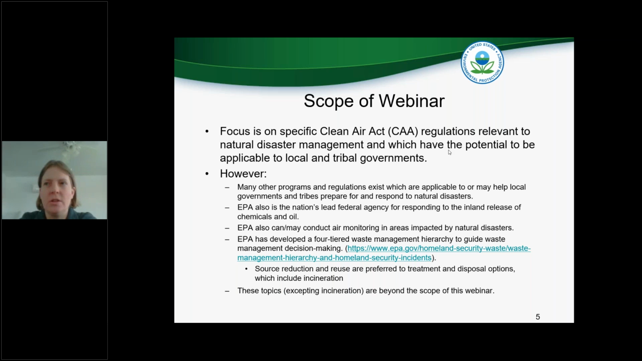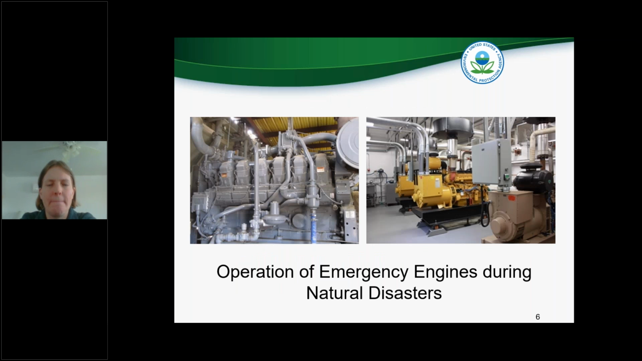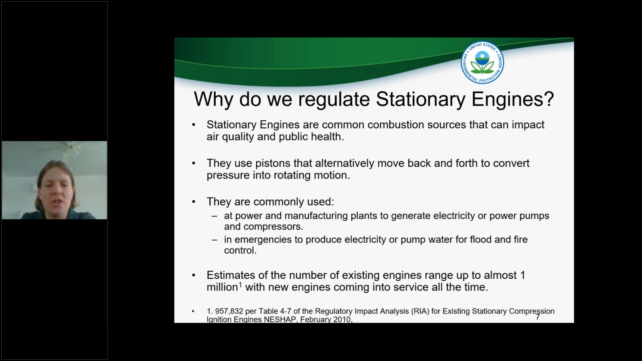Okay, so if you could go to the next slide. We're going to talk a little bit about emergency engines operating during natural disasters, but first, if you go to the next slide, we're going to talk a little bit about stationary engines in general. So, why do we regulate stationary engines? They're pretty common combustion sources.